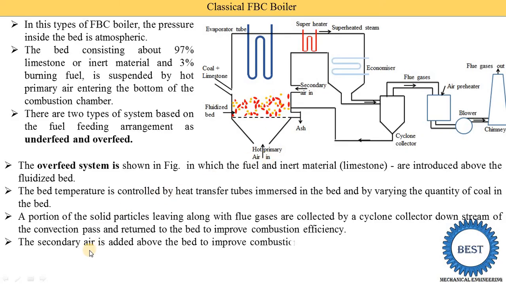The secondary air is added. Here in the diagram you see the secondary air is added above the bed to improve the combustion efficiency and achieve staged combustion, thus reducing the NOx emissions. Means we are supplying extra air, so proper combustion takes place.